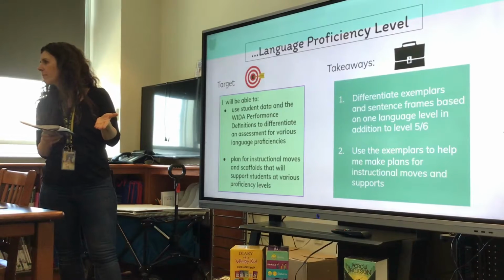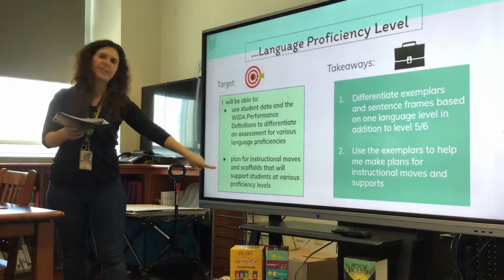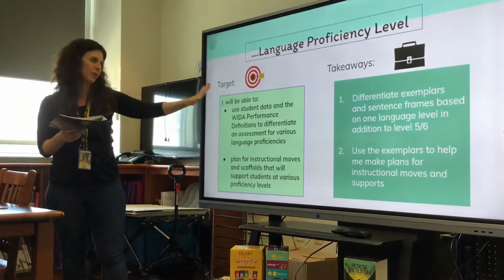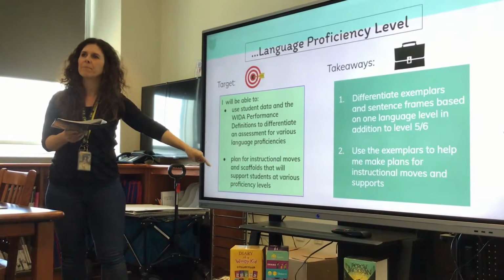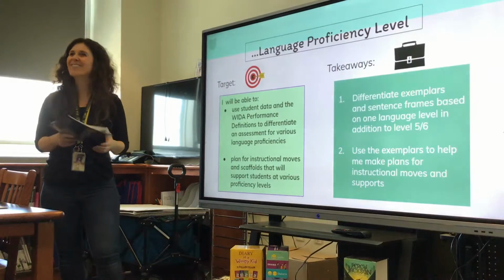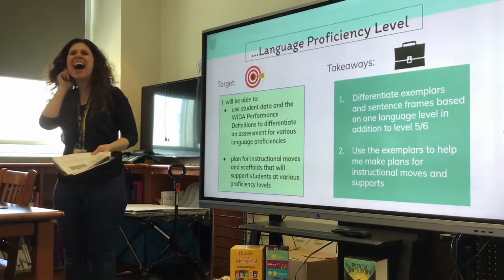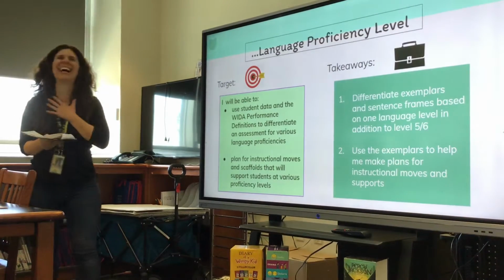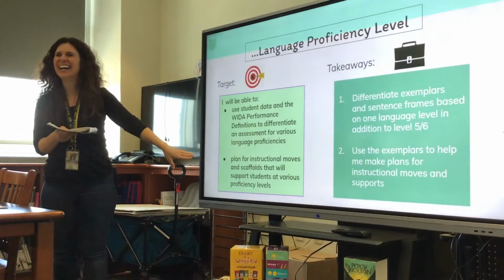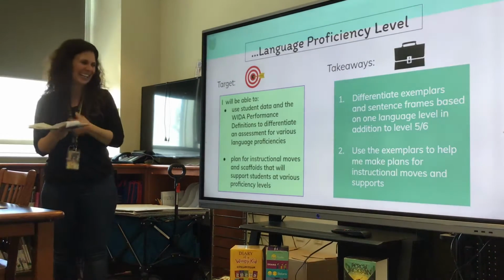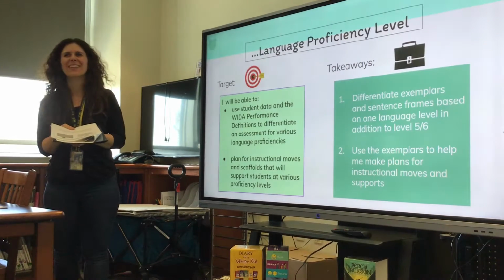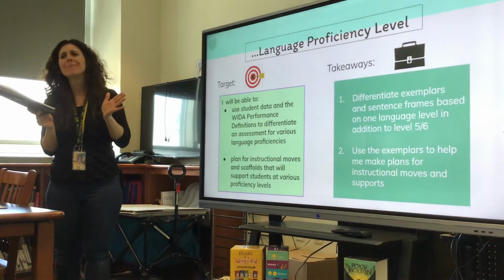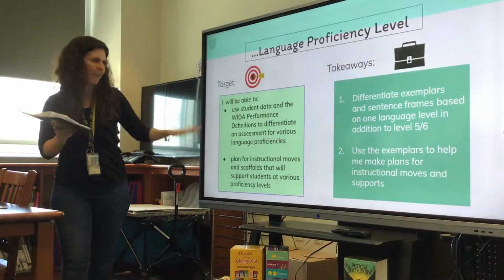Could I have a teacher read this second part? We have really two parts of our target today. Would someone be willing to read the second part of it for us? Oh, to choral read. For instructional moves and scaffolds that will support students at various proficiency levels.